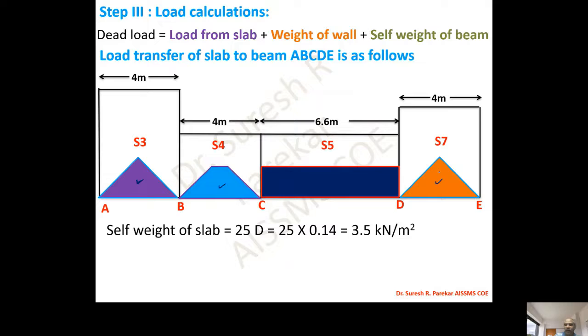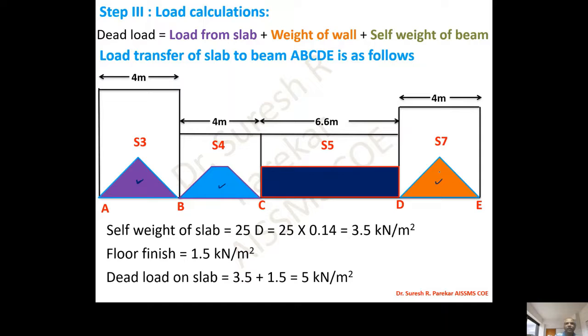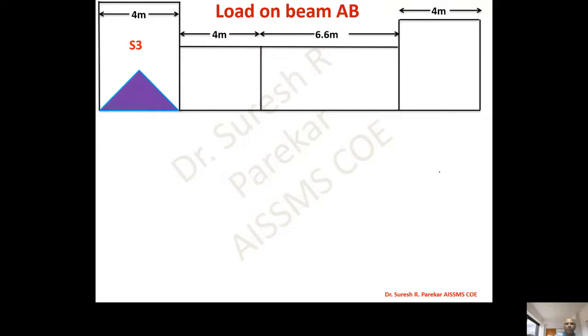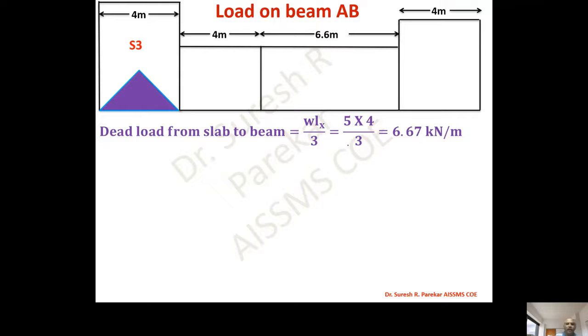Self weight of slab we have 25D, 25 into 0.14, 3.5 kilonewton per meter square. Floor finish 1.5. So total load we will get as 5 kilonewton per meter square. Now load on beam AB. We have it as a triangular load, so WLx by 3: 5 into Lx, we have 4, by 3, we have 6.67 kilonewton per meter.